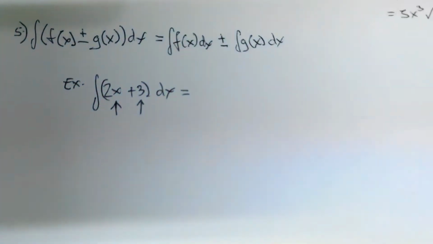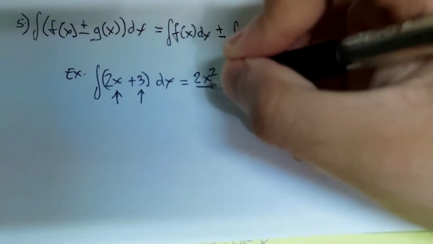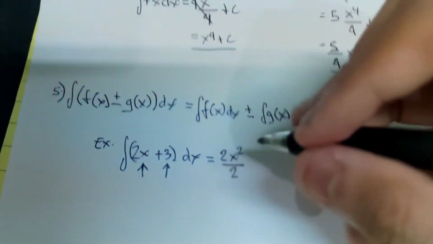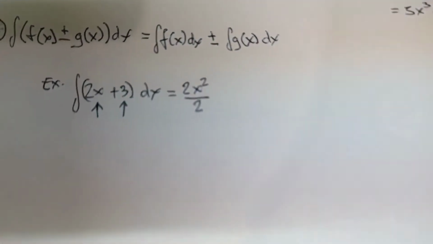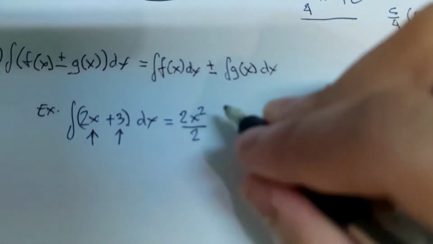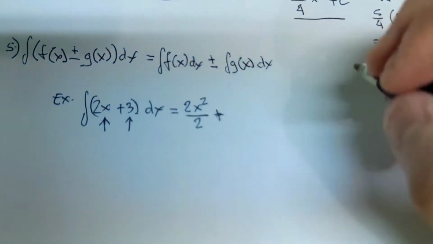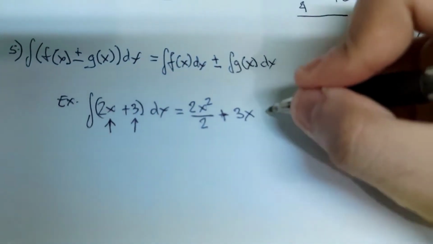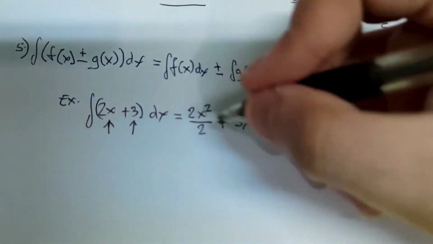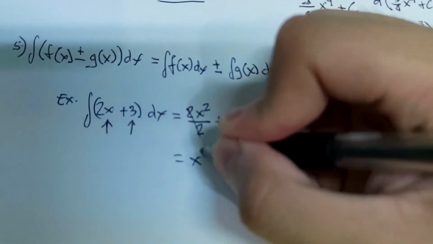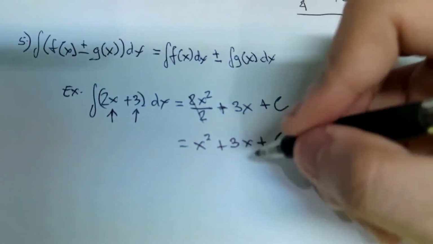The integral of 2x will be 2x squared over 2. This is from the power formula, because you add 1 to the exponent. Then by using the other formula, the integral of 3 is 3x, and don't forget the constant of integration c. So by simplifying, we have x squared plus 3x plus c.